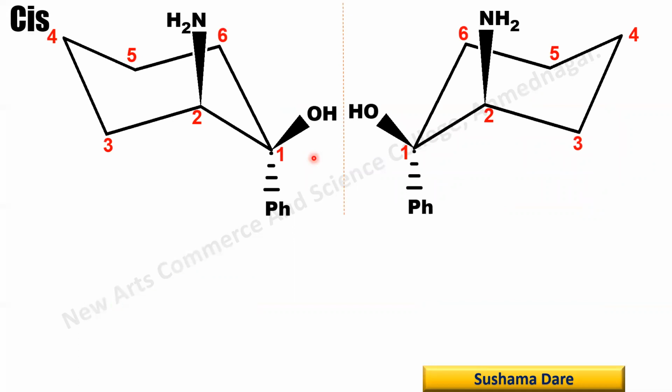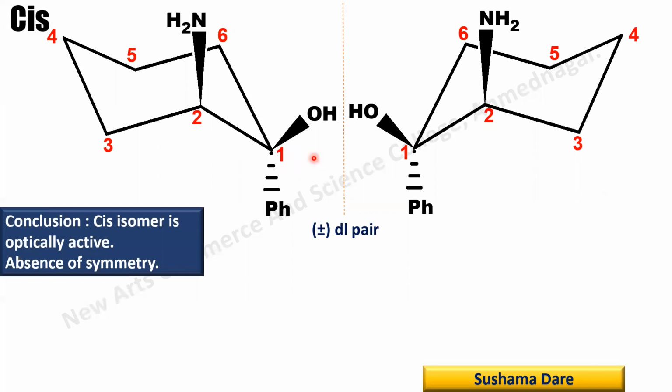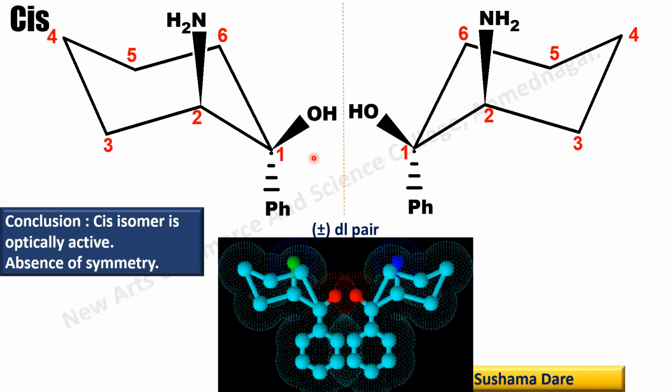Now this is the mirror image of the cis compound, that is the more stable conformer of this. These are mirror images of each other, and again it exists in a DL pair, indicating absence of symmetry. Therefore, it is an optically active molecule. This is the mirror image, shown in the ball and stick model. This is the same structure, and this is the mirror image of the first one.